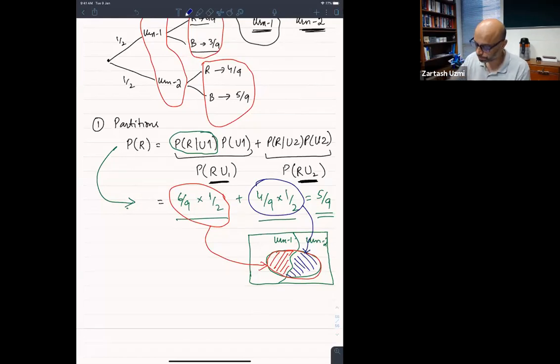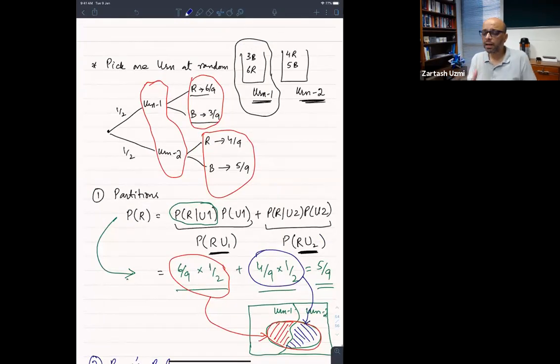Now I'm going to ask a question which would be answered by Bayes rule, and you should realize when we should apply Bayes rule or Bayes theorem. Okay? Now I'm going to ask you this question: I picked an urn at random, and picked a ball from that randomly chosen urn.